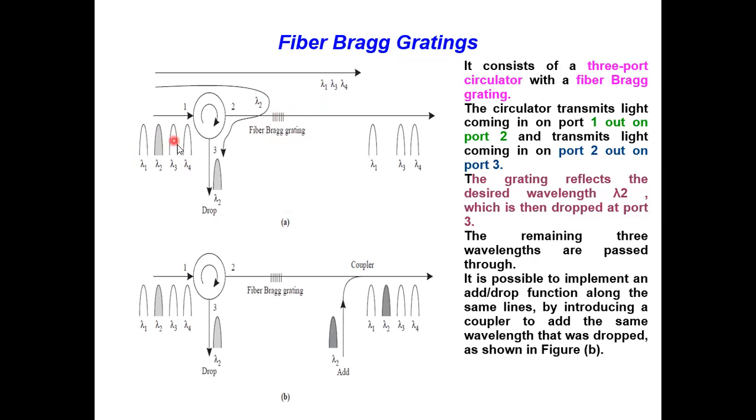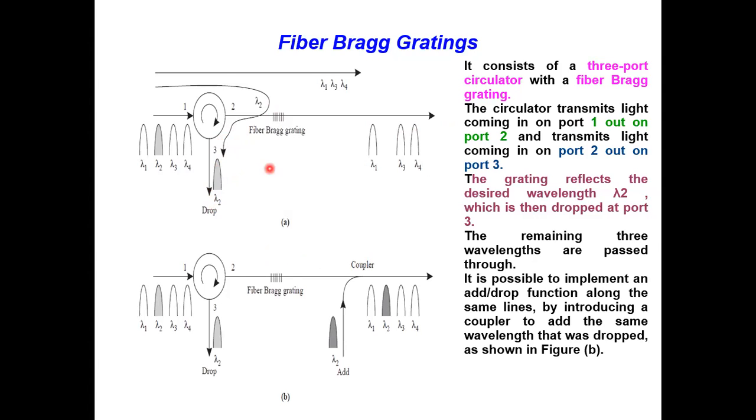So here you can see 4 constituent wavelengths are entering through port number 1. This circulator is passing all the 4 wavelengths on to port number 2. Now, what this FBG is doing is, it is allowing only lambda 1, lambda 3, lambda 4 wavelengths to pass through it. And it is not allowing the lambda 2 wavelength to pass through. Then where will that lambda 2 signal go? That signal is then available at port number 3. So here in this journey, what I am doing is dropping off the lambda 2 wavelength.